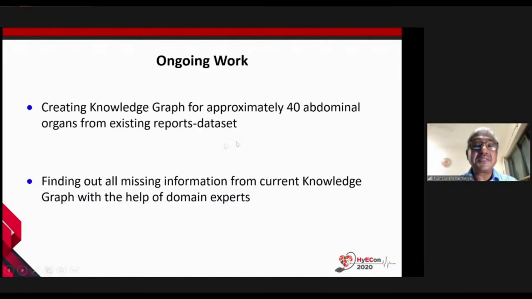Now, the ongoing work is we are creating knowledge graphs for approximately 40 abdominal organs from existing reports and data sets. There are about 200,000 such reports and data sets, which we process and absorb, and then apply machine learning on them. And we find out missing information from the current knowledge graph with the help of domain experts.